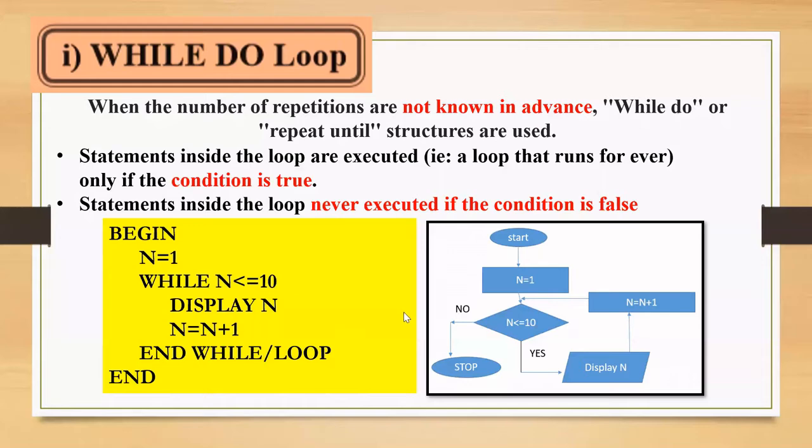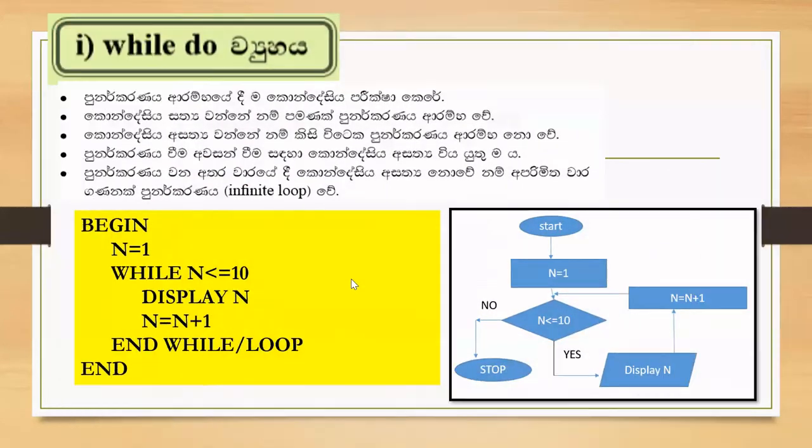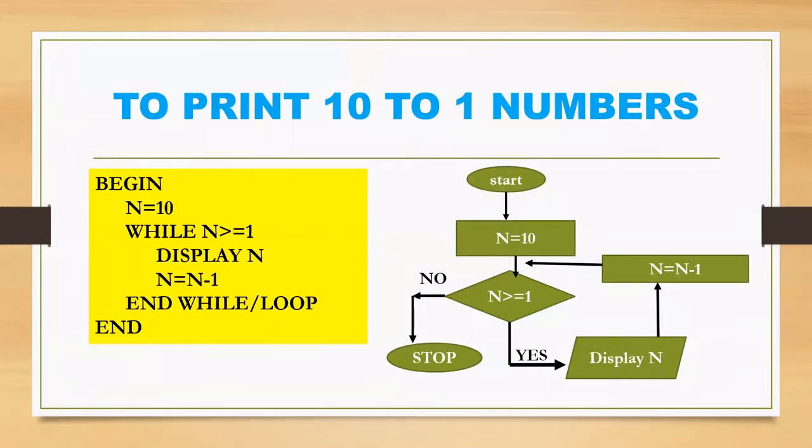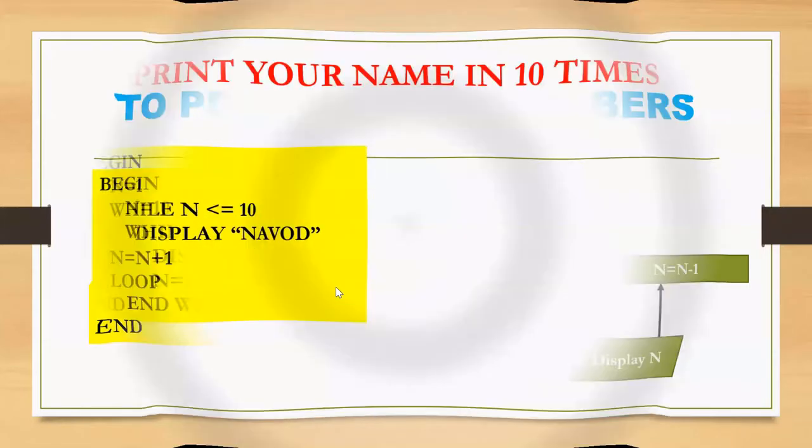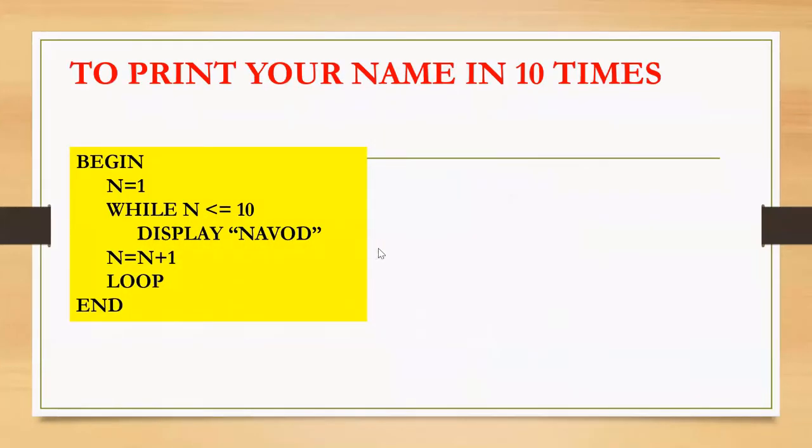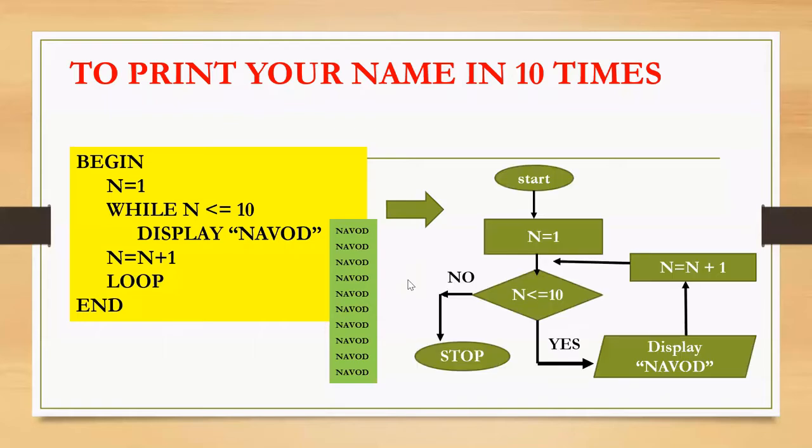So since I discussed these, I will go to my questions, right? I think we discussed this example also. This is to print numbers from 10 to 1, right? So we discussed those things. Okay, let's move to another example, to print a name 10 times. We discussed those things too, right? You can remember. So I think we have to go through the homework, right?